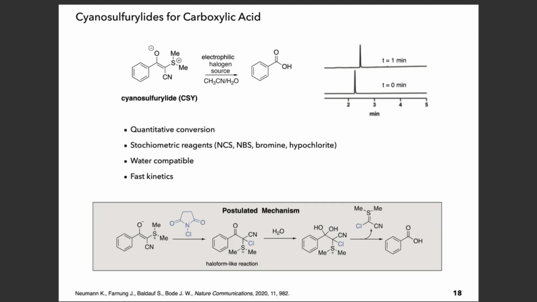The mechanism is quite interesting. It's related to the haloform reaction. So what happens is the sulfur ylide is chlorinated by the electrophilic chlorine. It forms this intermediate, which hydrates and then breaks down by cleavage of this carbon-carbon bond to give us the carboxylic acid.